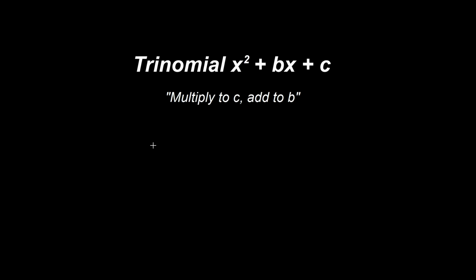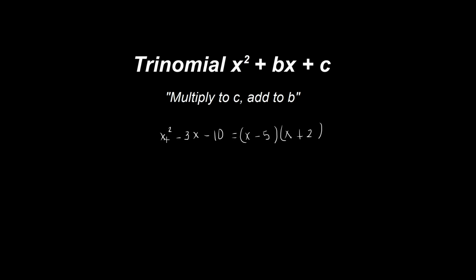Like, for example, in the case of x squared minus 3x minus 10. Remember, we always open two parentheses for our factored form and put the variable at the beginning. And those two numbers here that add to b, in this case negative 3, and multiply to c, which is negative 10, would be negative 5 and positive 2.